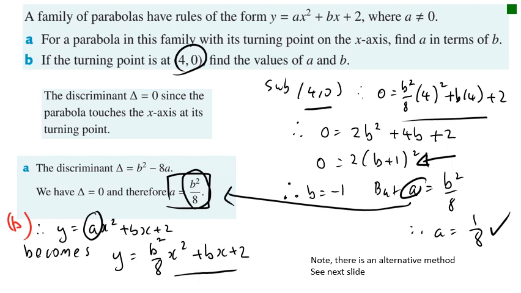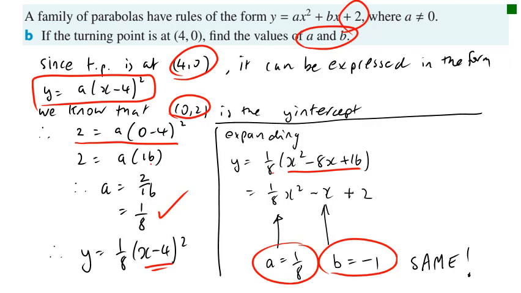But we remember that a, right over here, was equal to b squared over 8. So what I now do is substitute in negative 1. Negative 1 squared is positive 1, and so therefore I can now say that a is equal to 1 over 8.